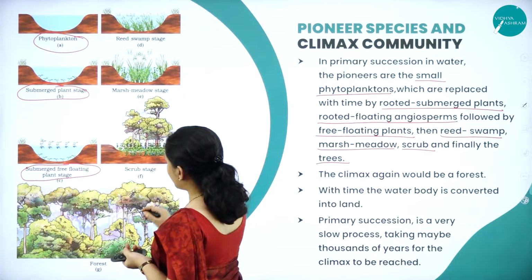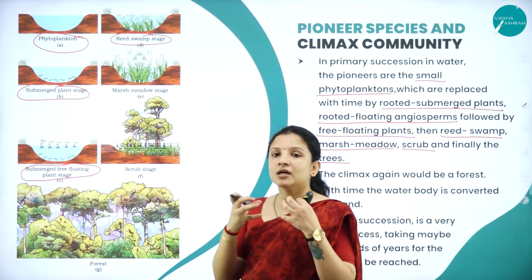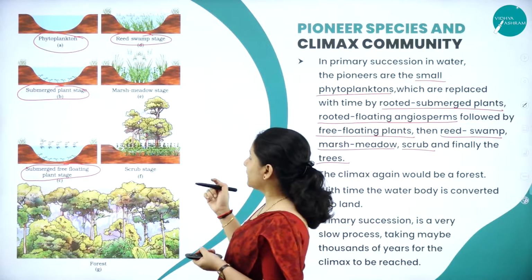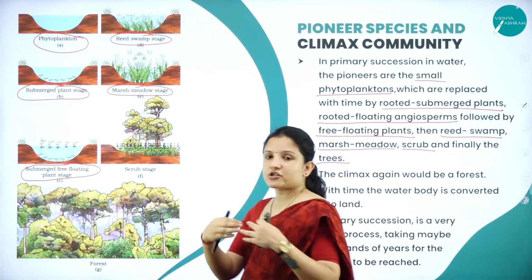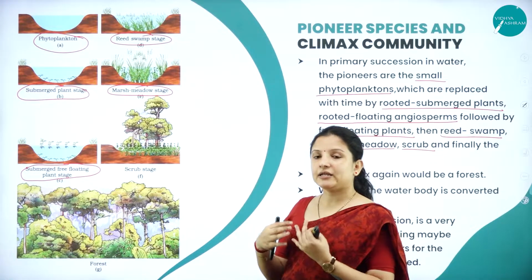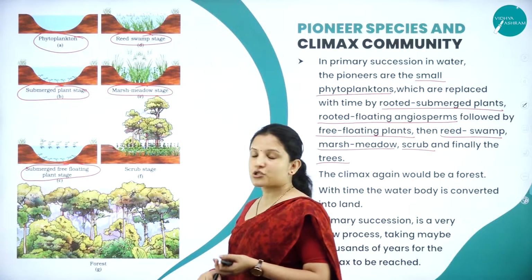Next, it will be occupied by the reed swamp stage. Reed swamp stage means some of the completely rooted plants that are there will develop. It will form the reed swamp stage. After that, the marsh meadow stage will form because of accumulation of soil. The plants that are present will start dying and decaying, adding to the accumulation of the soil. Therefore, a marsh meadow stage will form.